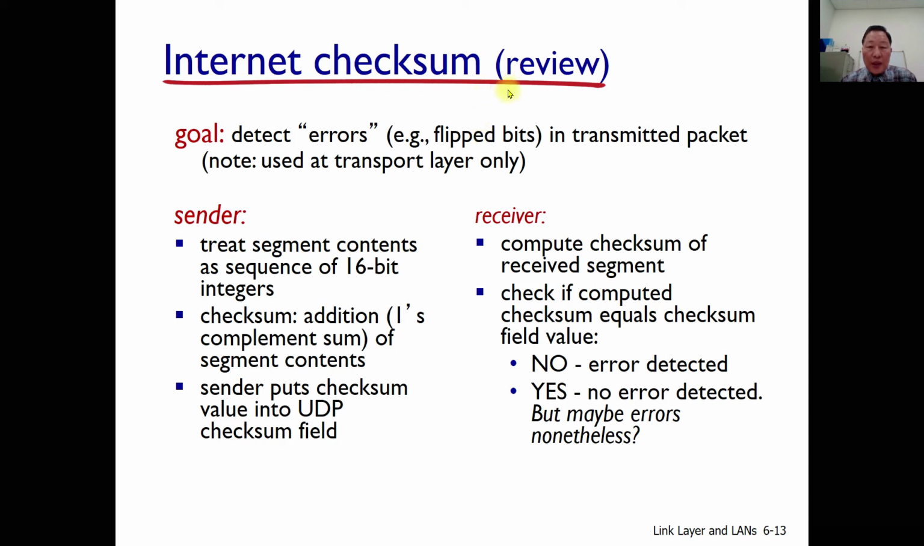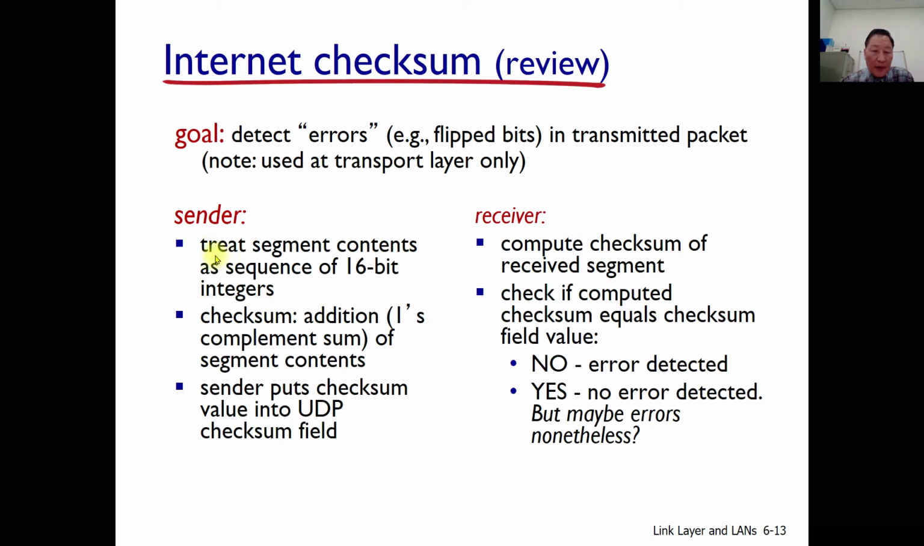Internet checksum, and this is just a review of what we learned already. To remind, the goal is to detect errors, for example flipped bits in transmitted packets. It is used at the transport layer only, on the sender side and the receiver side. We learned about this one already in the transport layer, and this is just for reviewing.